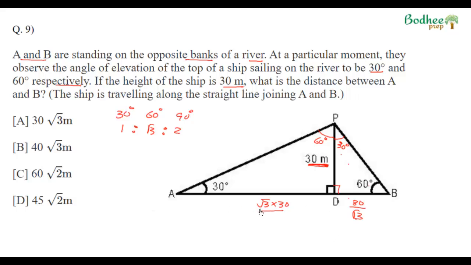So the total value AB has to be 30 root of 3 plus 30 by root of 3. So we can write it as 3 into 10 by root of 3, so that this will get cancelled out. So it is 30 root 3 plus 10 root of 3, which makes it 40 root of 3. So option B becomes the right answer.